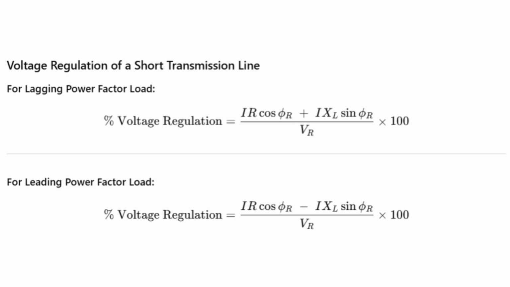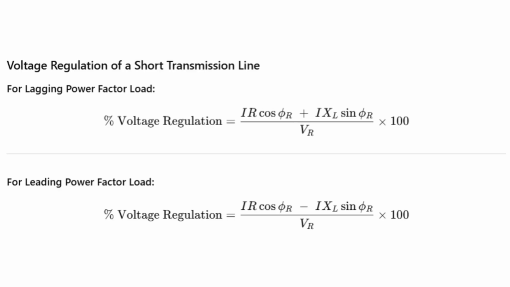Now notice something important. For a leading power factor load, the expression almost looks the same, but with one crucial change. Instead of plus, we have minus. So it becomes percentage voltage regulation equals I multiplied by R multiplied by cos of the receiving end power factor angle minus I multiplied by XL multiplied by sine of the receiving end power factor angle, divided by receiving end voltage, multiplied by 100. This single sign change completely alters the behavior of the line.